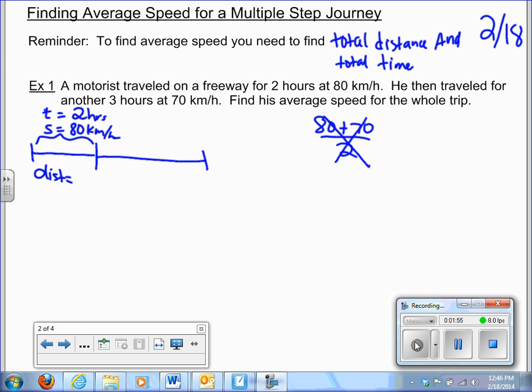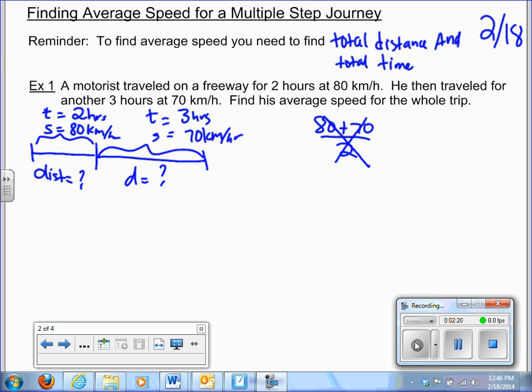In the second part of the trip, what's the time for the second part of the trip, Isabel? 3 hours. Good. So we have 3 hours. What is our speed for the second part of the trip, Cormac? 70 kilometers per hour. Good. And we don't know the distance.